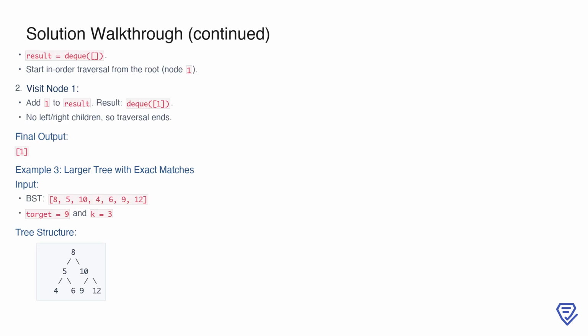Now, let's consider an edge case with a tree that contains only a single node. The tree consists of just the root node, 1, and we aim to find the closest value to the target, which is 2. Since k is equal to 1, we only need one value. We initialize the deque as empty and begin the in-order traversal at the root. Visiting the single node, 1, we add it to the deque. With no left or right children to traverse, the traversal ends here. The final output is simply 1.